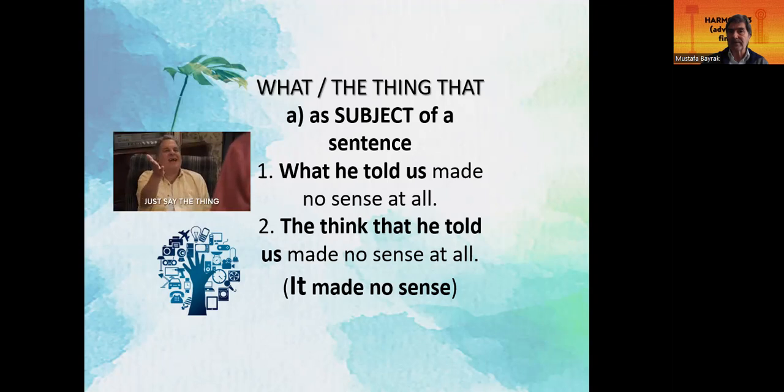One, as a subject of a sentence, for example, what he told us. This is so simple for you. What he told us made no sense at all. It was meaningless, senseless. Two, now instead of what, the thing that, the thing which, adjective clause. The thing that he told us made no sense at all.